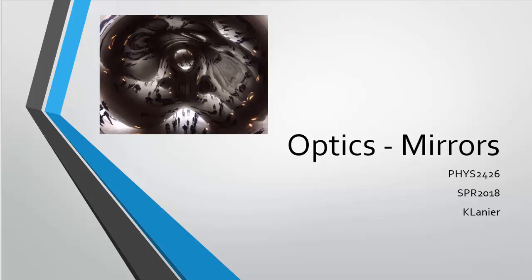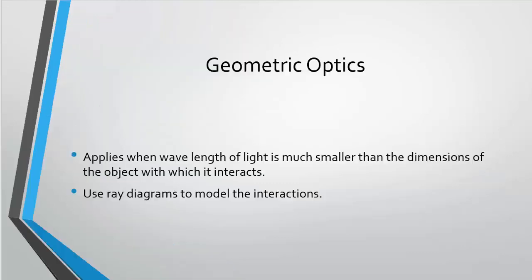So we need to talk a little bit about optics and give you some hints on how to solve some of the problems related to mirrors. Geometric optics can be used when the wavelength of light is smaller than whatever the object is that it's interacting with. We don't have to deal with the wave effects. So we have some nice, easy ray diagrams and math that goes along with mirrors.